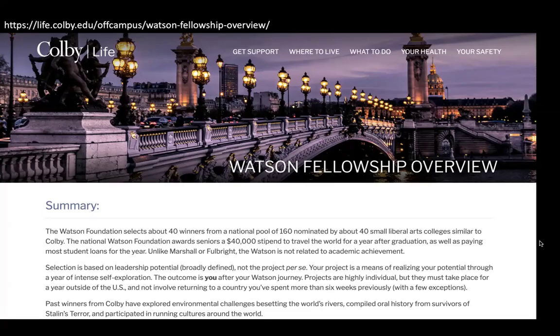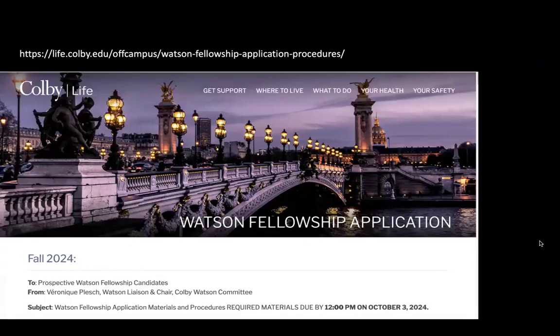And schools have to be invited. It's not something we decided. The foundation has to invite us. They give you some details on how the selection works. You can read that.